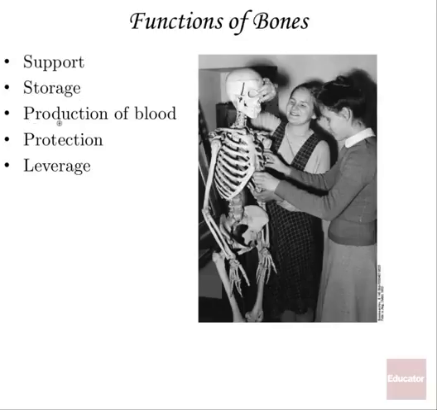As I mentioned a second ago, production of blood. Not just red blood cells, all of your blood cells are produced in the marrow within your bones. Protection, your skull, your rib cage, the pelvic bones. There's a lot of protection going on. Think about all the times you've fallen on your head. If it wasn't for your skull, you'd have brain damage.